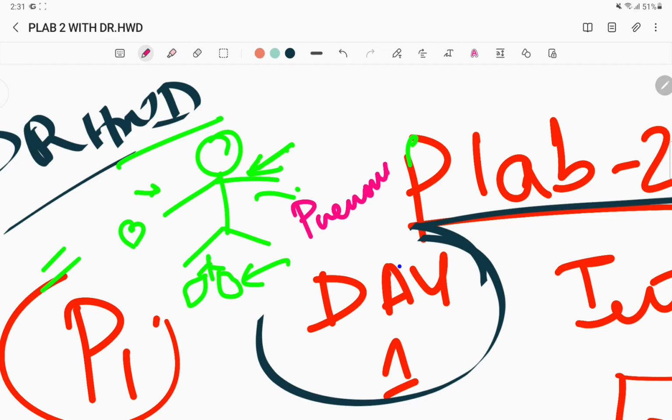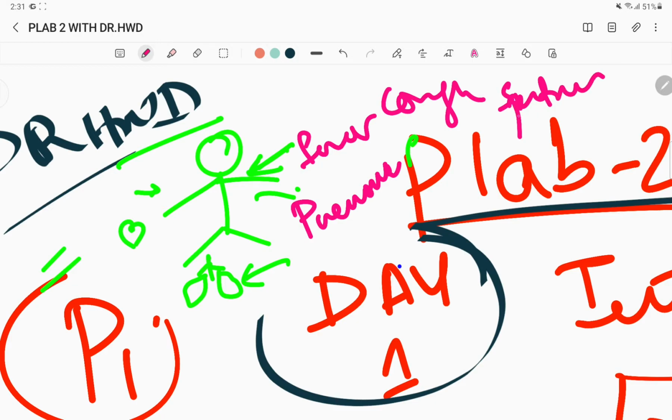If a person's coming with pneumonia, they're going to have fever, they're going to have cough, they're going to have sputum. If you remember, in your med school, you always spoke of pneumonia and said that this is a primary thing. There should be fever, there should be cough, there should be sputum. Fever, cough, sputum. That is your pneumonia.